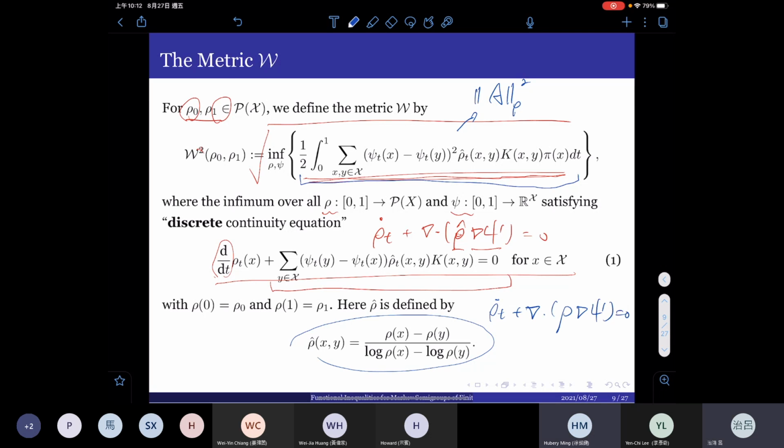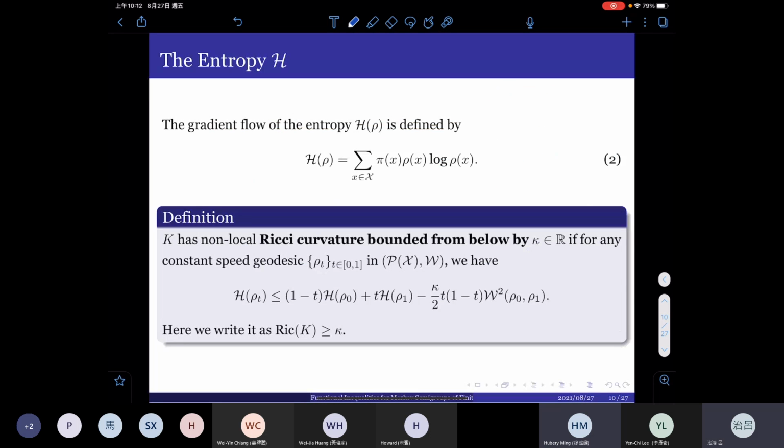So here is a different one. Here it means rho hat, but classical is rho. And the next concept is entropy. This entropy is well known, defined by equation 2. It is the summation of pi times rho and times log rho. And by this concept, we have the following definition.